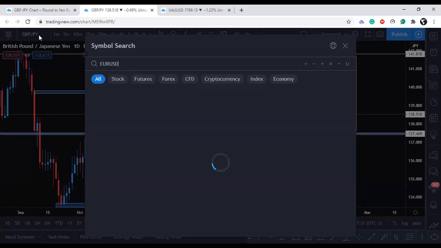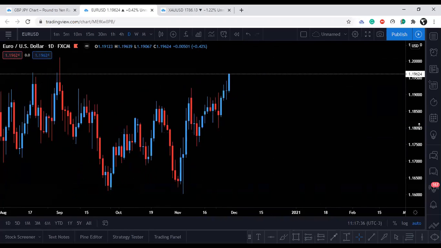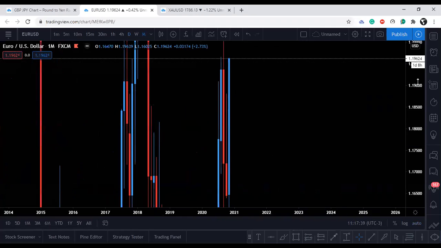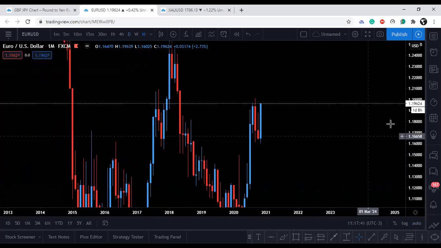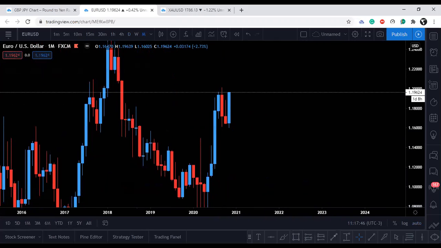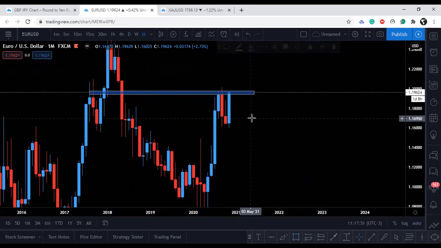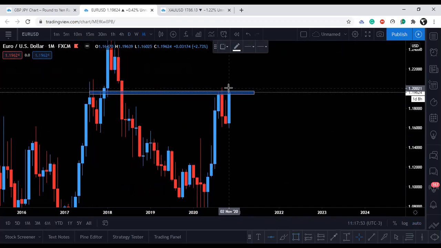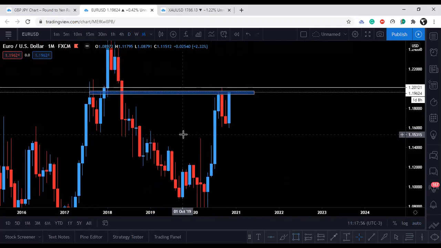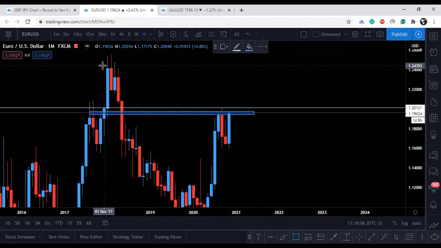Yes, so we have another pair, Euro USD. This is our last pair to analyze. So Euro USD is just hovering around a strong monthly level. This is a strong monthly level. Also, there is a psychological price, 120, here, but price is super bullish. So if price breaks this level and closes above this zone, then there is clean traffic towards this zone.